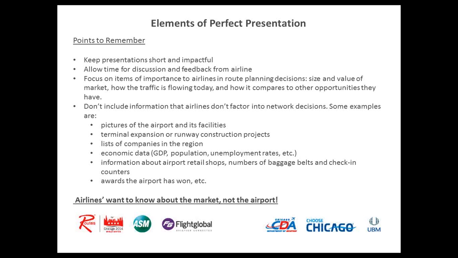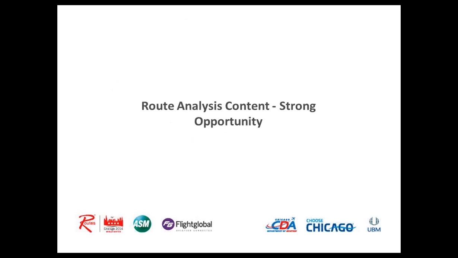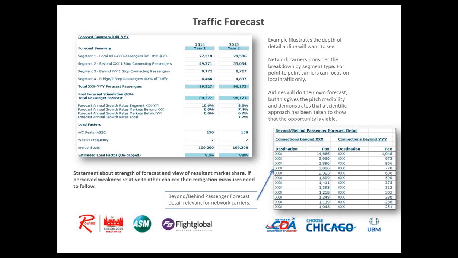how the traffic is flowing really doesn't factor into network planning decisions, like pictures of the airport, pictures of the facilities, information about projects you may have underway to expand terminals or runways, lists of all the companies in the region, a lot of economic data. These are just the kind of things that aren't nearly as relevant to a network planner. The key point to remember is the network planner wants to know about the market as opposed to the airport.